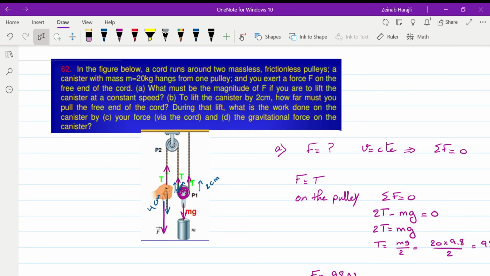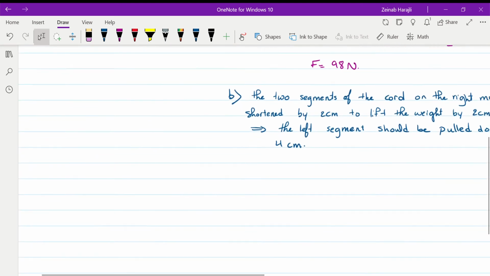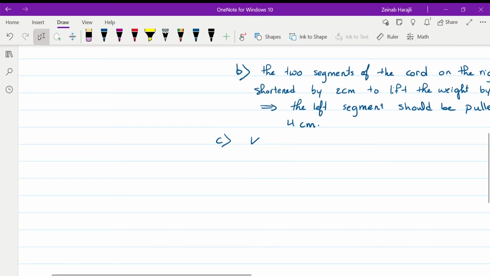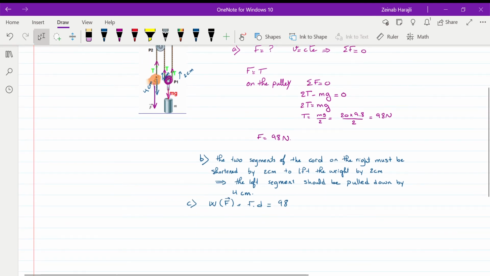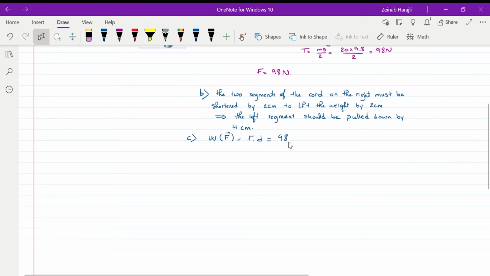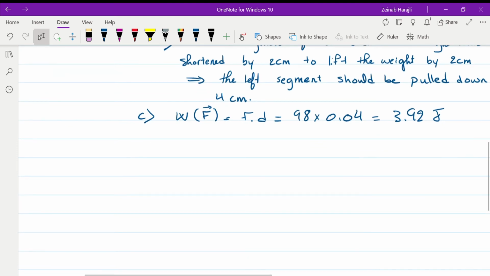In part C, we want the work done on the canister by your force via the cord. So we want the work done here by the applied force. We know this is going to be F times d, and we know that the force was 98 newtons. And the distance here is during pulling the cord, so during that lift, which means during pulling the cord by 2 centimeters on the right side for each segment and 4 centimeters on the left side. So this is 4 centimeters on this side where we are applying the force, and this gives us the work to be of magnitude 3.92 joules.